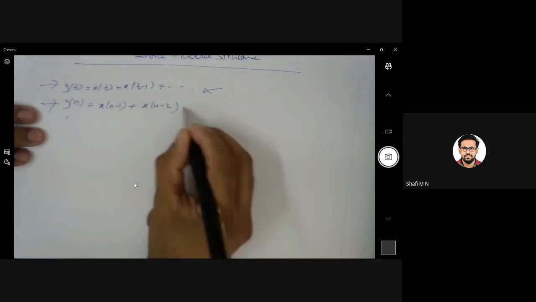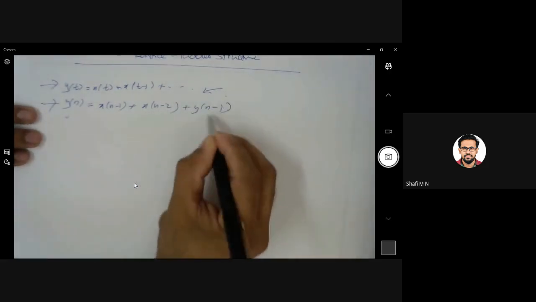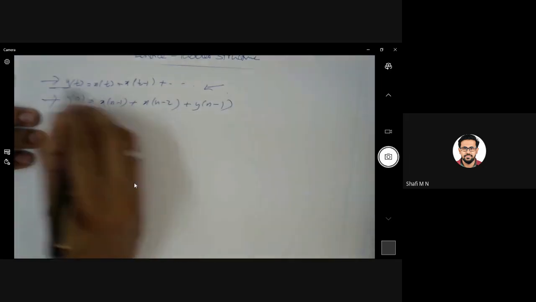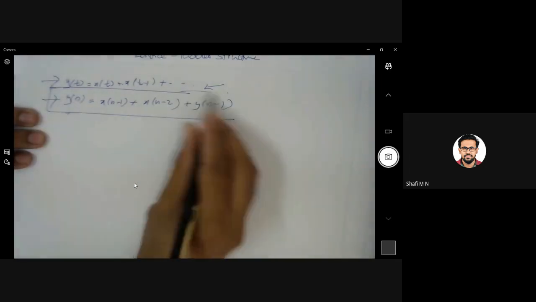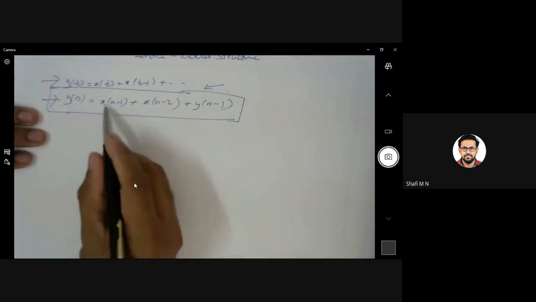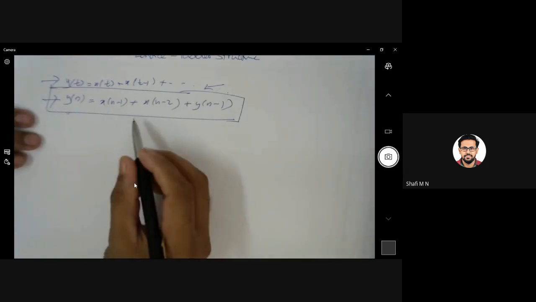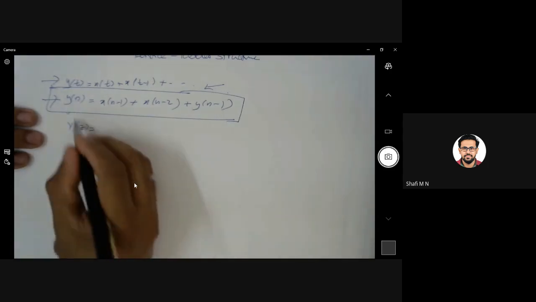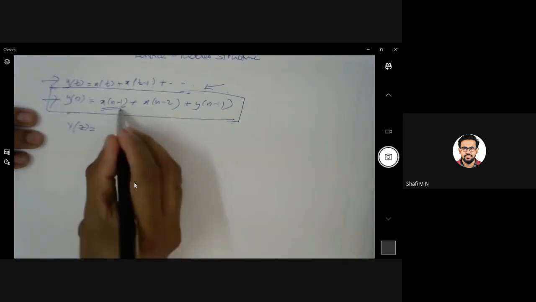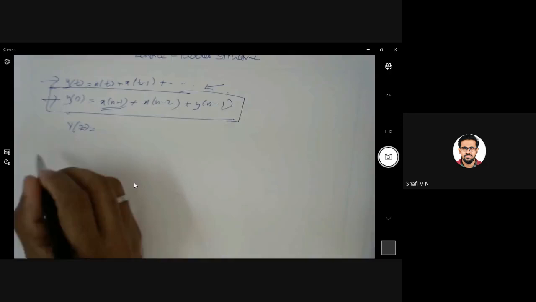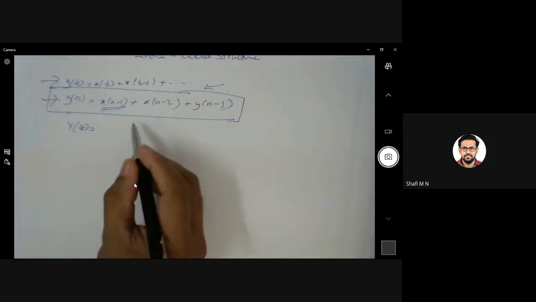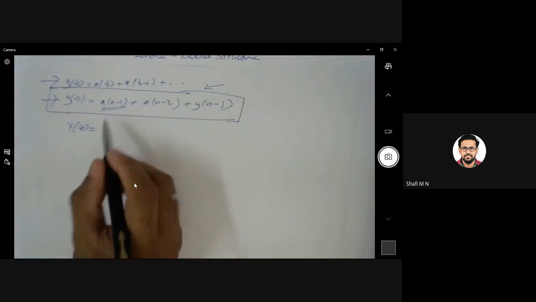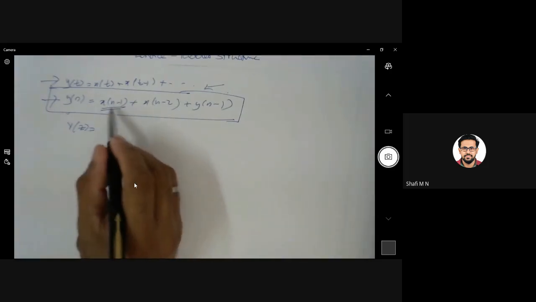Okay, now let's practice one more thing before doing that problem. Can you tell me for this particular system what is the transfer function? Y of z is the z transform, and then x of n minus 1 into z transform. I'm just giving you a warm up. So what is the transfer function of this?